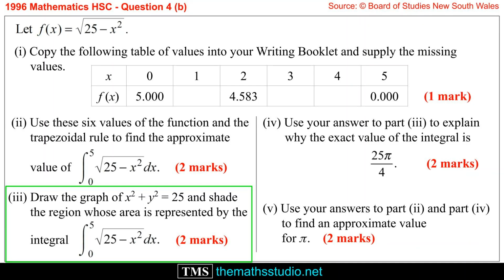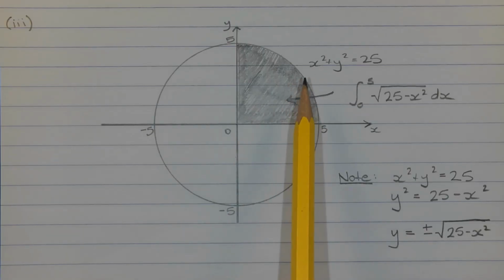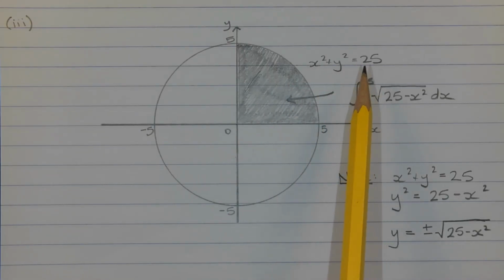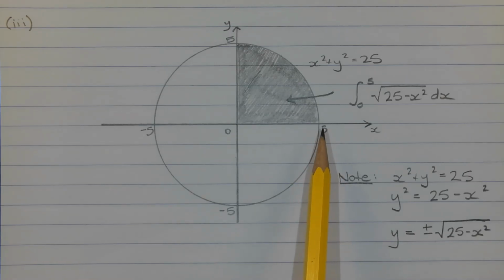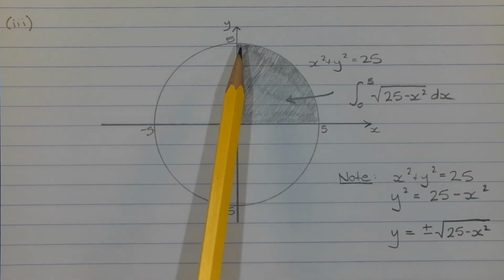Part 3. Draw the graph of x squared plus y squared equals 25 and shade the region whose area is represented by the integral of the square root of 25 minus x squared dx from x equals 0 to x equals 5. The graph of x squared plus y squared equals 25 is a circle centered on the origin with radius 5 units. Now we get the radius by taking the square root of 25. This means the circle cuts the x-axis at 5 and negative 5 and the y-axis at 5 and negative 5.